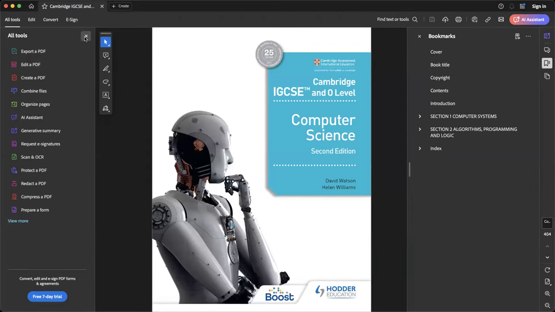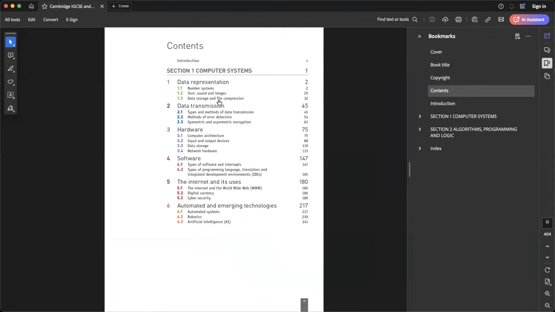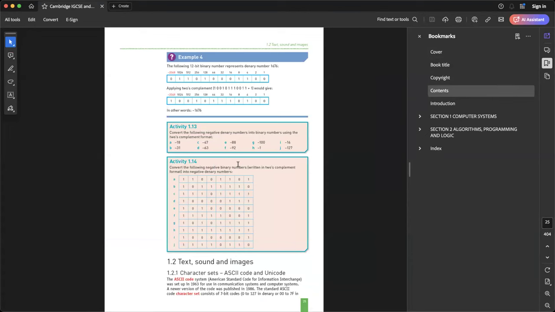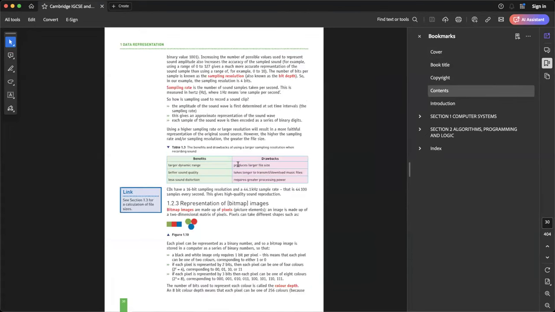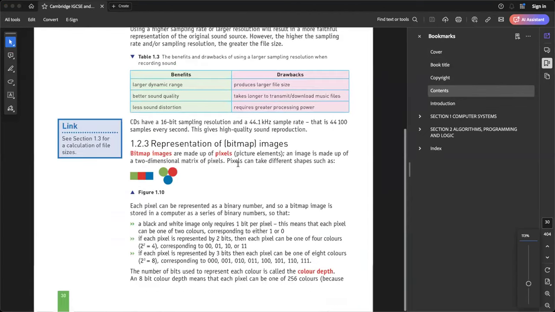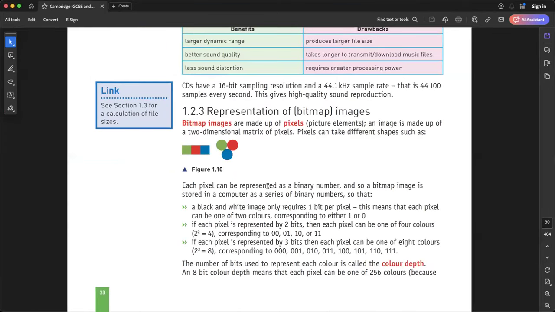Let's move on to our ebook. There we go. Contents. Text, sound, and images. There we go. Okay, now let's discuss some other points.